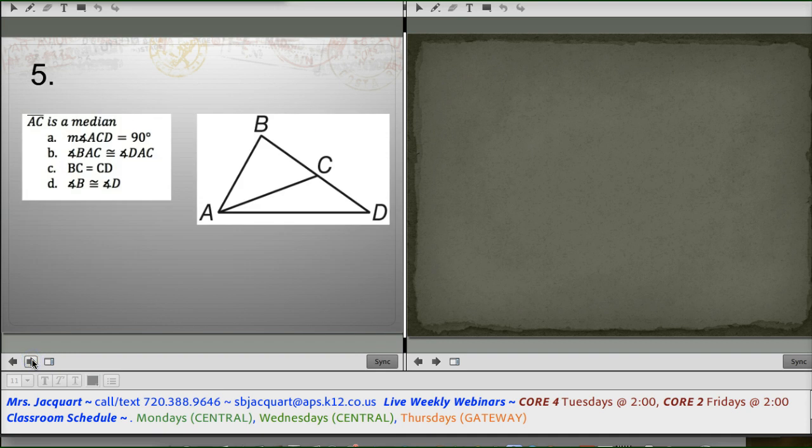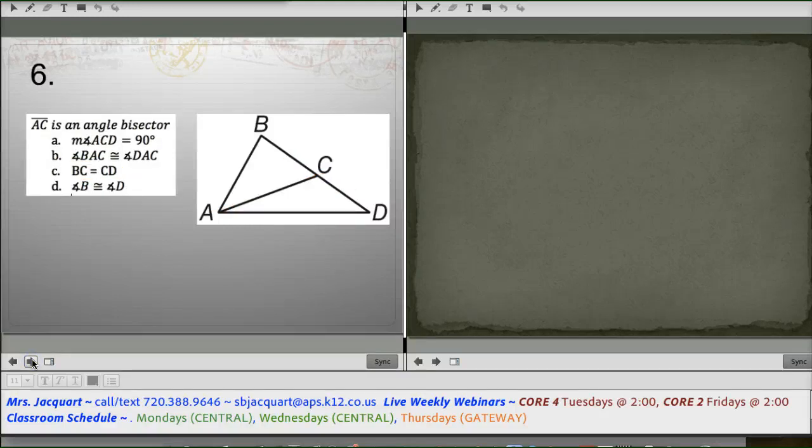Okay, if AC is a median, what that just means is it goes from a vertex to the midpoint. So in other words, if AC is a median, that side equals that side. Those sides are equal, so that's going to be C. Cool. If AC is an angle bisector, it bisects the angle. So angle BAC is going to equal CAD, or DAC. So it's going to be that one.